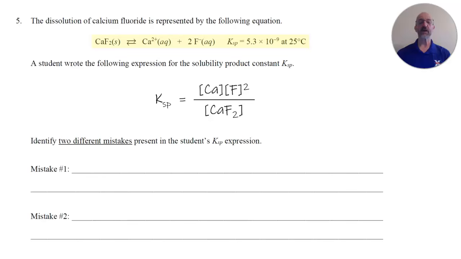Now, the solubility product constant, the equilibrium expression, is Ksp, and we have that the student wrote the following expression for the solubility product constant Ksp, and this is what the student wrote. And we know that the student's expression must be incorrect because we need to identify 2 different mistakes that are present in the student's Ksp expression.